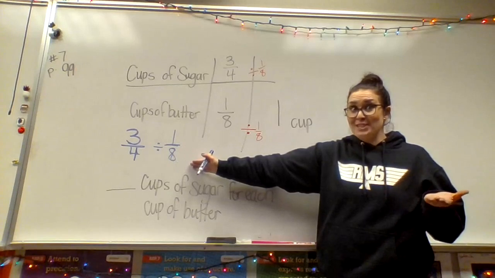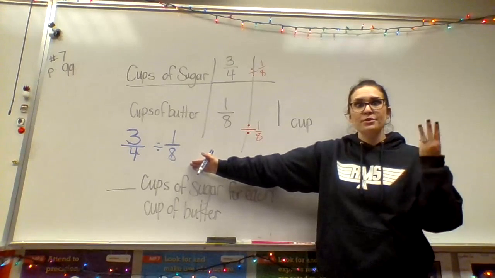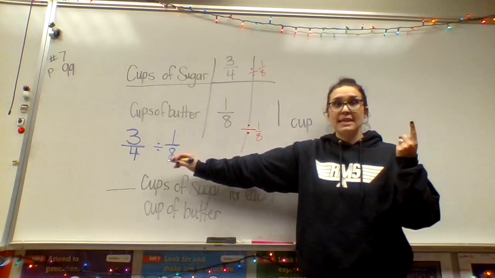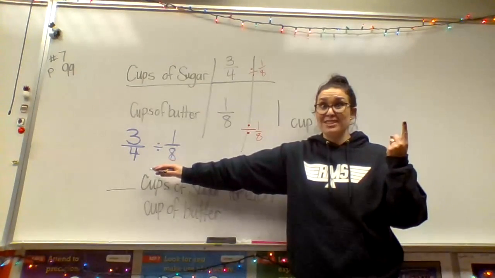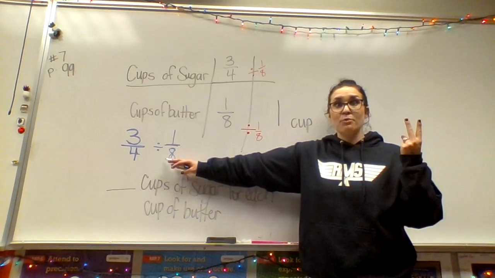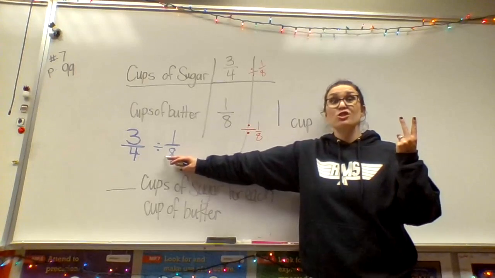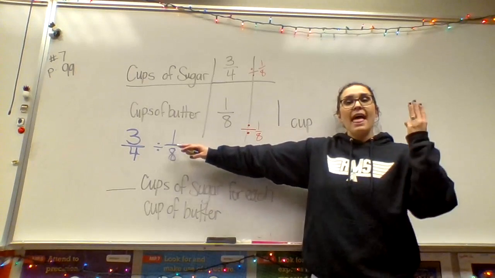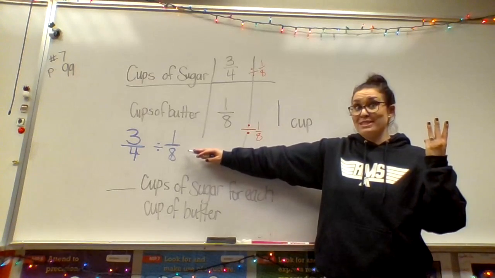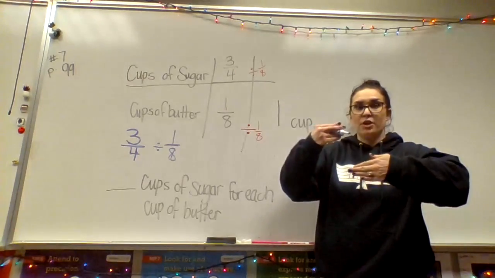Now remember, my friends, when we are dividing fractions, there are 3 words you should keep in mind: keep, change, and flip. We're going to keep that first fraction the same, so that's going to stay 3/4. We're going to change our operation sign from division to multiplication. And then flip refers to 1/8. We're going to use the reciprocal, which is just if we flip it, correct?